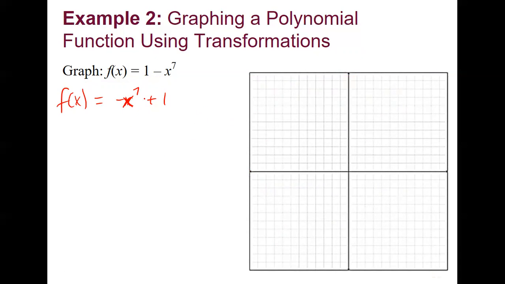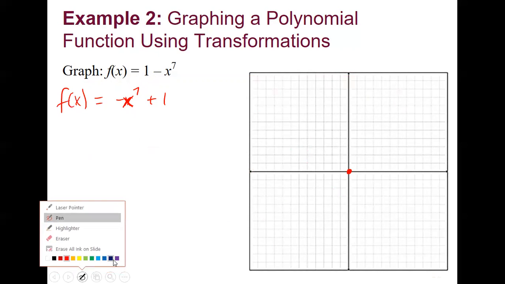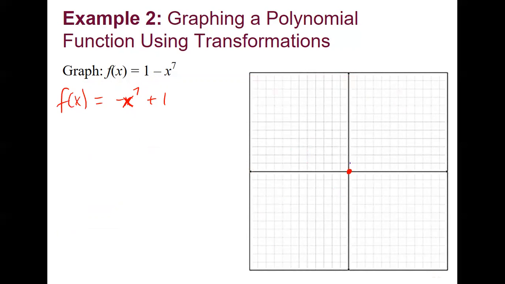How do I know it's odd? That's 7. And if I'm odd, that means my end behaviors are always going to be opposites. So I'm going through the origin first off, initially. But what does that 1 tell me? Instead of going through the origin, what's going to happen? I'm going to go up 1. So no longer am I at the origin, I'm at 1.